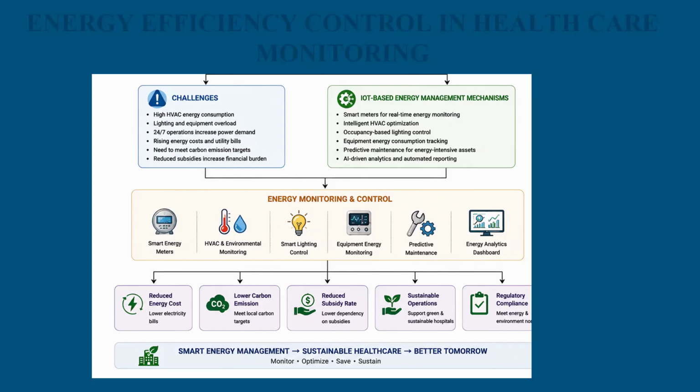So meters for real time energy monitoring is one smart solution, and we can utilize intelligent HVAC optimization. Similarly, occupancy based lighting control and equipment energy consumption tracking can also be utilized. Then predictive maintenance for energy intensive assets, and AI driven analytics and automated reporting can also be utilized for the IoT based energy management mechanisms. And while I'm discussing all these areas, we can apply the AI algorithms.